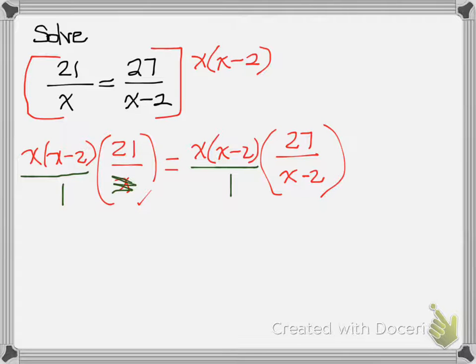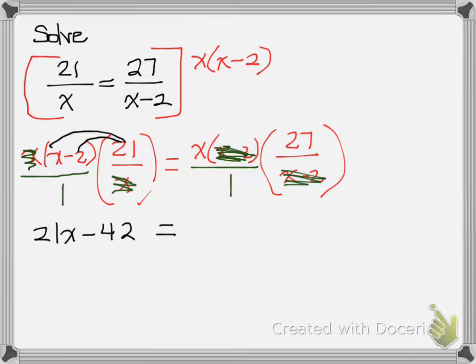This x is going to divide out with this x. And over on the right-hand side, the x minus 2 is going to divide out with the x minus 2. So that was the beauty of using the common denominator. So those both divided out. Okay, so now I can solve it. So I would have 21 distributed. So that's going to be 21x minus 42 is equal to, and now I multiply 27 times x, which is just 27x. And so that's turned it into a linear equation.